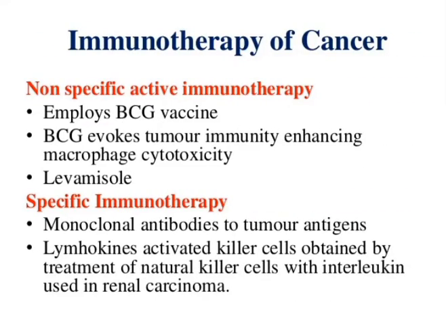Immunotherapy of cancer. Non-specific active immunotherapy employs the BCG vaccine, which evokes tumor immunity by enhancing macrophage cytotoxicity. Specific immunotherapy uses monoclonal antibodies to tumor antigens. Lymphokine-activated killer cells, obtained by the treatment of natural killer cells with interleukin, are used in renal carcinoma.